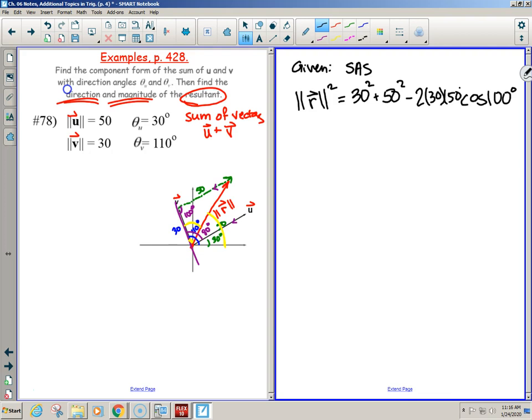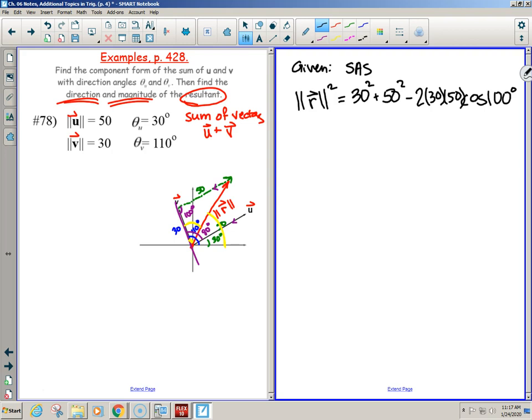Is that going to be a hard thing to solve, guys? Just thinking and remembering that homework, is that bad? Was the picture bad? For some of you, yes. For others of you, no. So we know what's hard. What's hard is setting it up, not so much the plugging in part. But we could plug in 50 squared, and then minus 2 times 30 times 50 times cosine of 100 in degree mode.